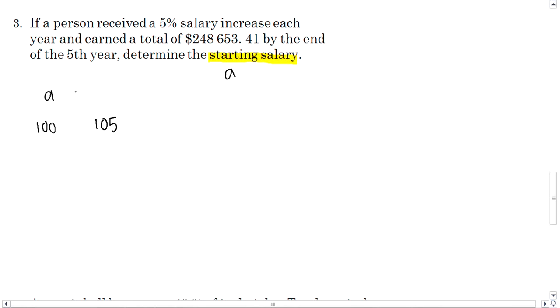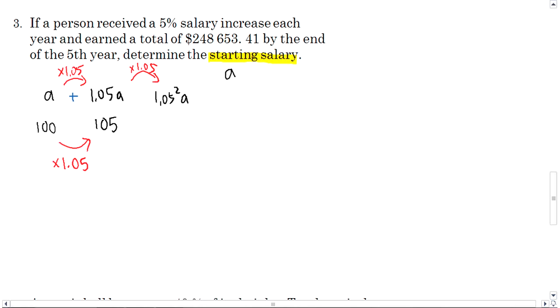And so what are we multiplying by to get to the next term? To go from here to here, we're actually multiplying by 1.05. So we do the same thing here. Times 1.05 to get the next term. So it's actually 1.05a. And then the next term, I should put a plus between these. You're going to multiply again by 1.05. So our next term would be 1.05 squared times a.